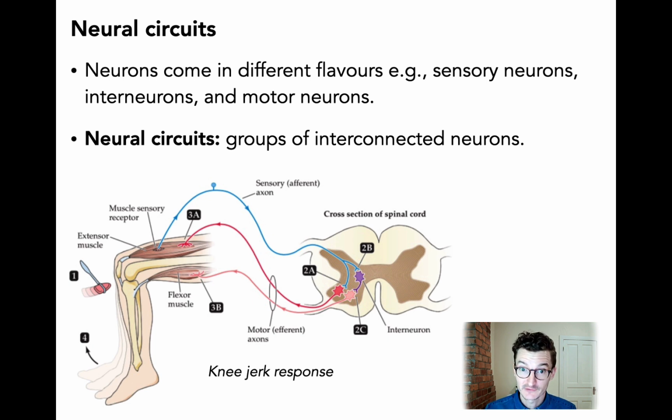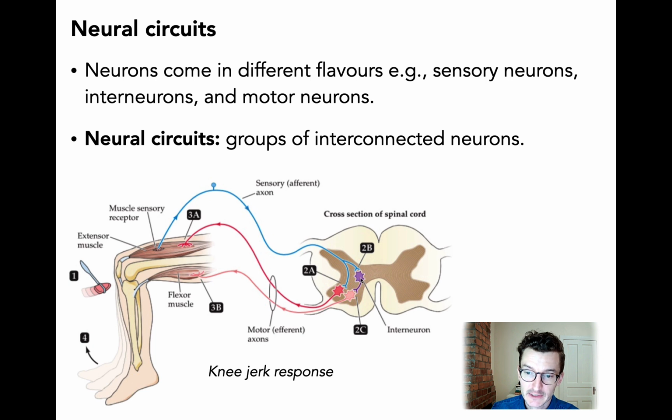Neurons interact in neural circuits. And so we can take a very simple neural circuit, a very simple reflex. This is the knee-jerk response that you may have experienced at your doctor's office. And it involves 4 neurons. A sensory neuron. Sensory neurons receive information from the environment.